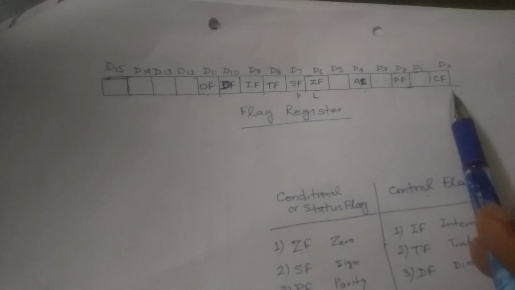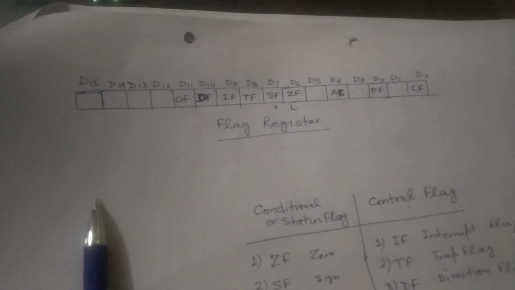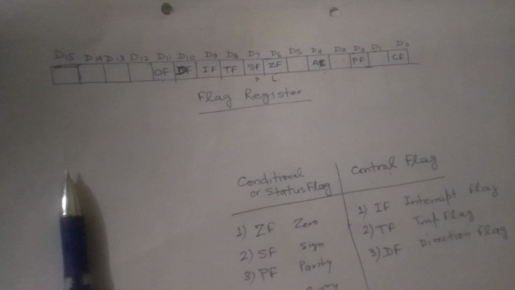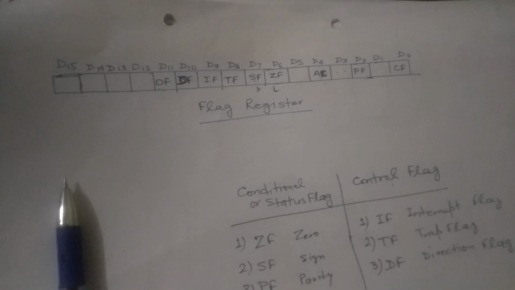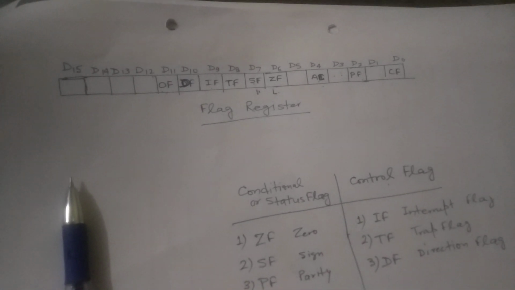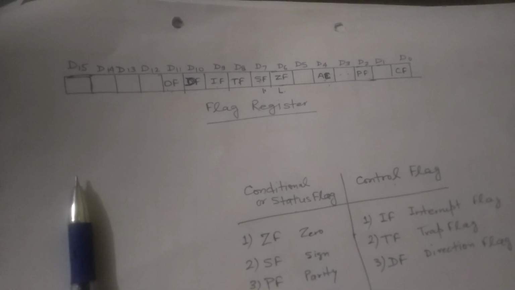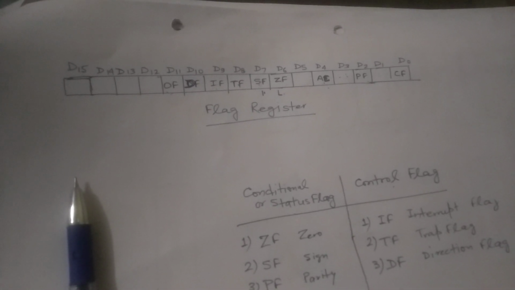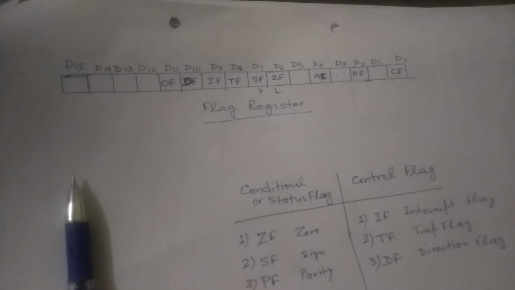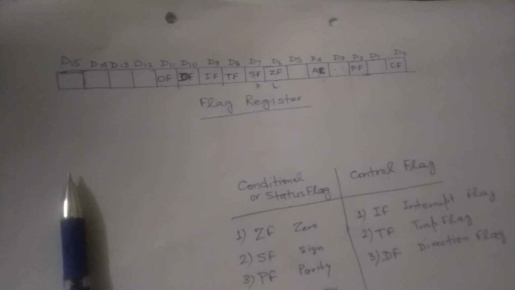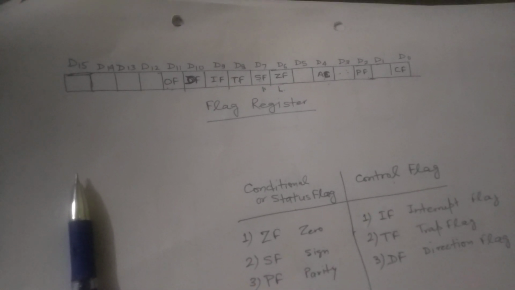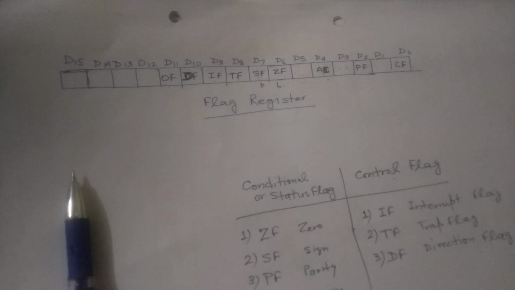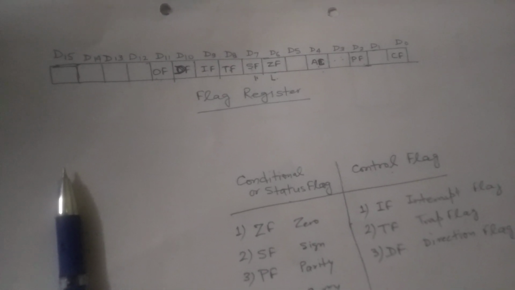Now one by one we will discuss each flag. First we will discuss the carry flag. What is the carry flag? When this flag is set to 1, it means that the result of any arithmetic or logic operation exceeds 16 bits. Or you can say that in any arithmetic operation, suppose in addition, if a carry is generated, then the carry flag will be set to 1. In case of carry, we can also consider borrow if we perform a subtraction operation.